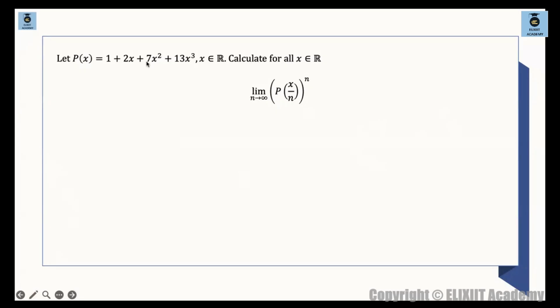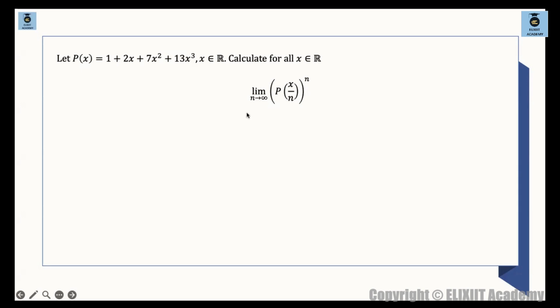So P(x) is given to be 1 plus 2x plus 7x square plus 13x cube. Some polynomial is given, x belongs to all real numbers. Calculate for all x belongs to R, limit n tends to infinity P(x/n) raised to the power n. This is a very simple question. 2022's question paper is considered to be one of the easiest question papers in the history of ISI. So this was quite a straightforward question.